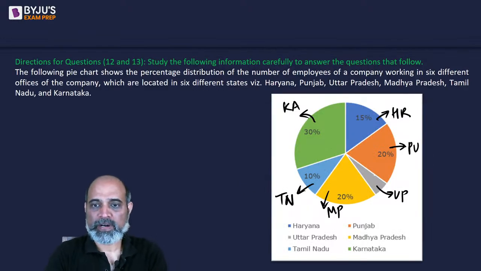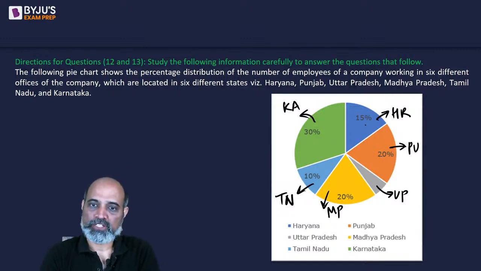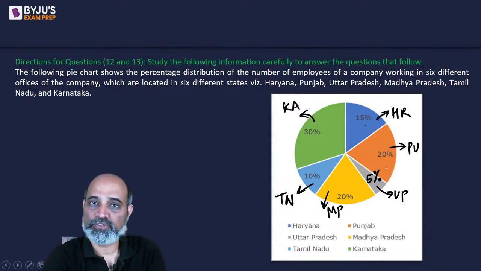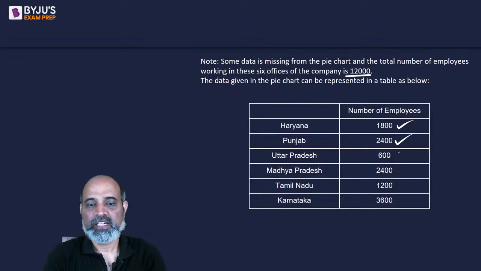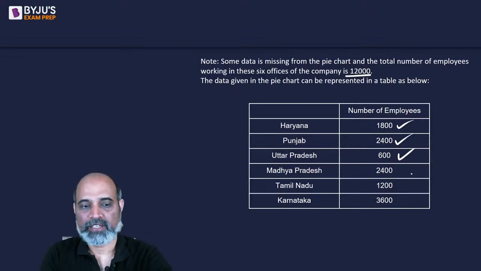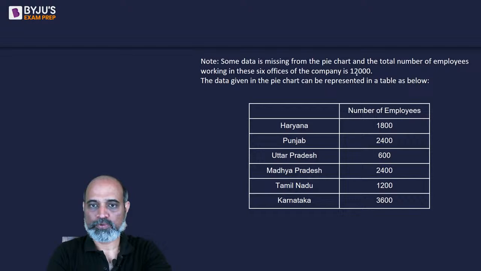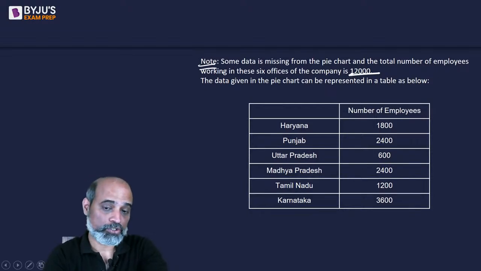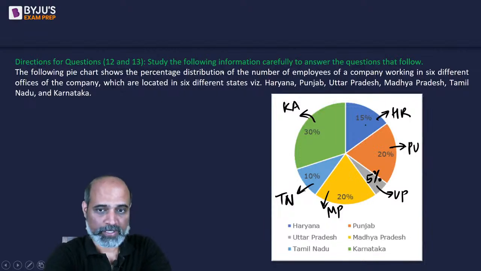The percentage part of UP is not given. We can calculate that. 15 plus 20 is 35. 35 plus 60 is 95. So this is going to be mere 5%. So 5% of 12,000 is going to be 600. 600 employees, they work in UP, right? So that's what this statement, this note said when it said the pie chart is not complete. We need the percentage for UP, which we can because all the remaining percentages or shares is known to us.